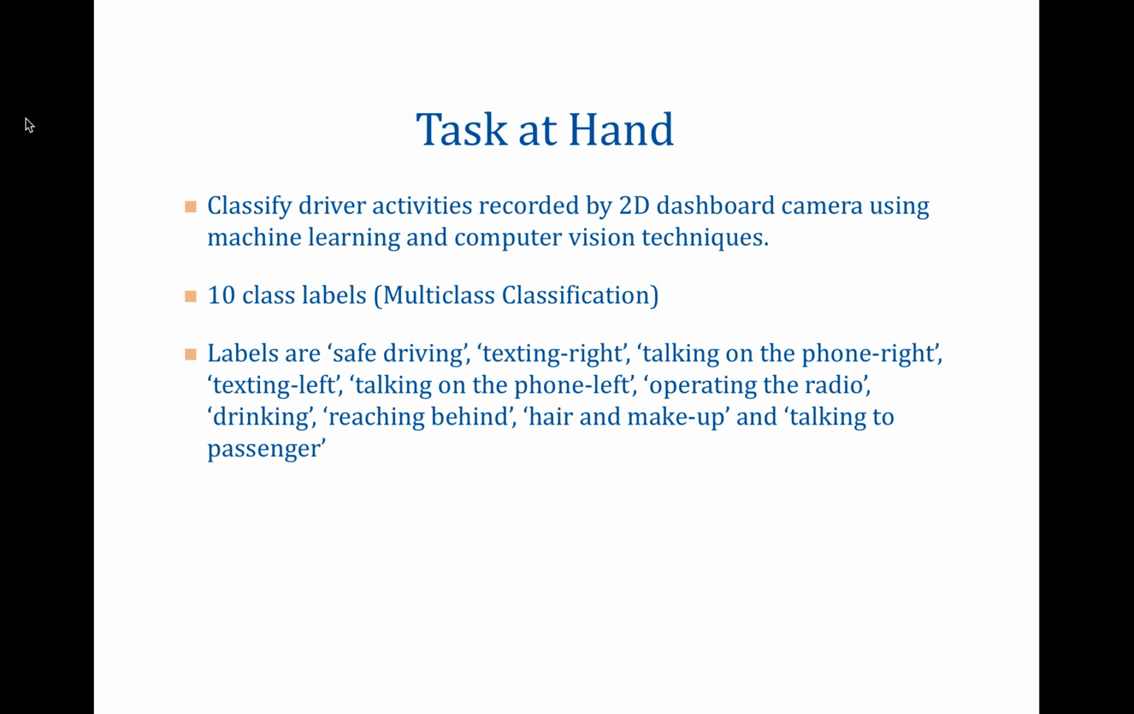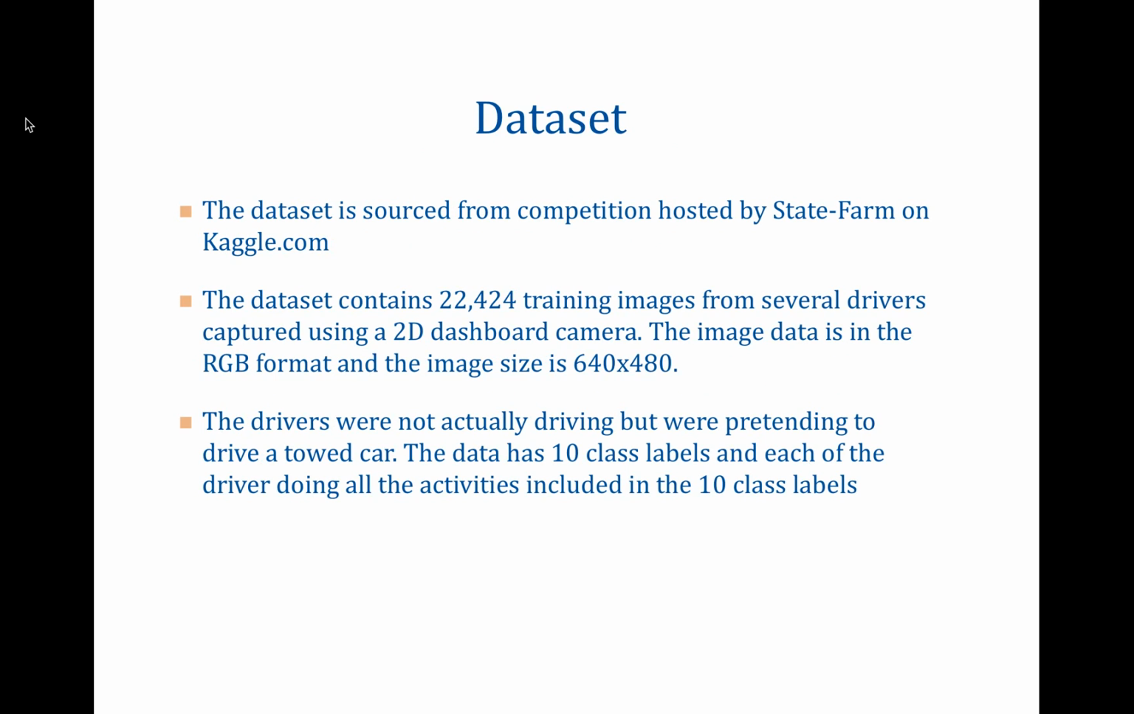Safe driving, texting right, talking on the phone, operating the radio, reaching behind, hair and makeup, talking to the passenger, all sorts of activities. And the data set is sourced from a competition hosted by StateFarm on Kaggle.com. The data set has 22,424 images, quite a lot of images, which were captured by a 2D dashboard camera. And each image out of the huge number of images is a 640 by 480 image.